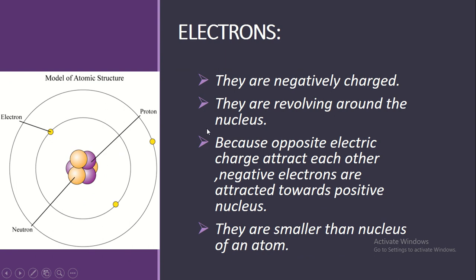Now we are going to talk about the electrons. They are negatively charged, as we said, and they are revolving around the nucleus. Opposite electric charges attract each other. Negative electrons are attracted towards the positive nucleus. We studied that protons are positive and electrons are negative, so because of this opposite charge they are attracted towards each other, and the electrons revolve around the nucleus. By seeing the diagram you can say that the electrons are smaller than the nucleus of the atom.